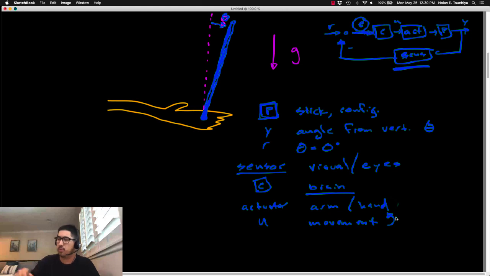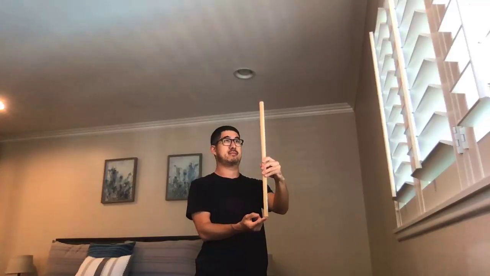Okay, and then when we put it all together, if the control is good, if the controller knows what to do with the information that is being processed, and if the actuator is fast enough and precise enough, then we can produce a balanced state.